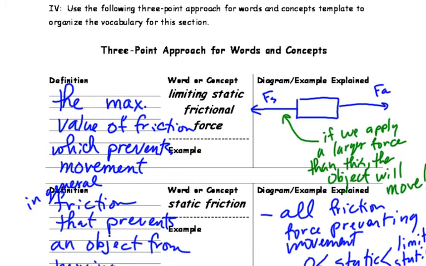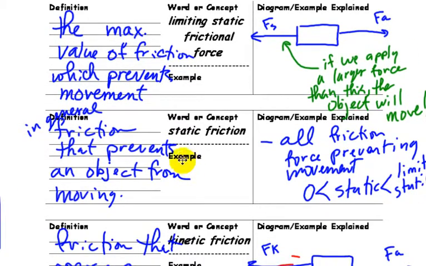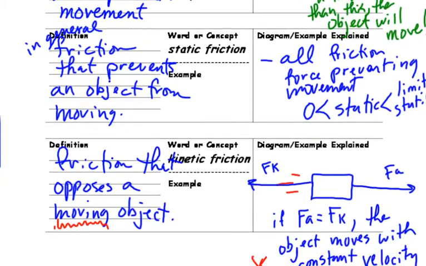And then the vocab here, folks. Limiting static friction force: the maximum value of friction which prevents movement. If this is my static friction force, and I apply a force in the opposite direction equal to that, the object is ready to move. If I apply just a slightly larger force, the object will move. Static friction in general is a general term, whereas the word limiting is more specific about the upper end. It is friction that prevents an object moving. So all friction force that prevents movement, whether it's from 0 to the limit, is static friction.